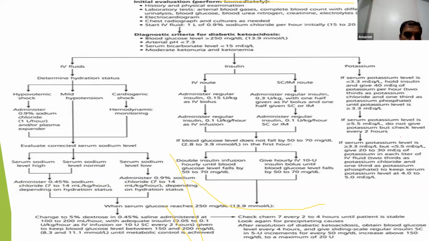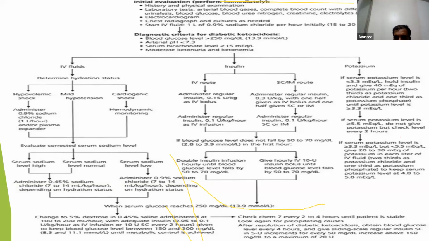If the serum sodium level is high or normal, then we will administer 0.45% sodium chloride, and the rate is 7 to 14 milliliters per kilogram per hour. And once the sugar values are below 250, we can administer 5% dextrose along with 0.45% saline, and the insulin should be at a rate of 0.05 to 0.1 infusion. Our aim should be to keep the blood sugar value between 150 and 200, and it should be checked every 2 to 4 hours. Okay.